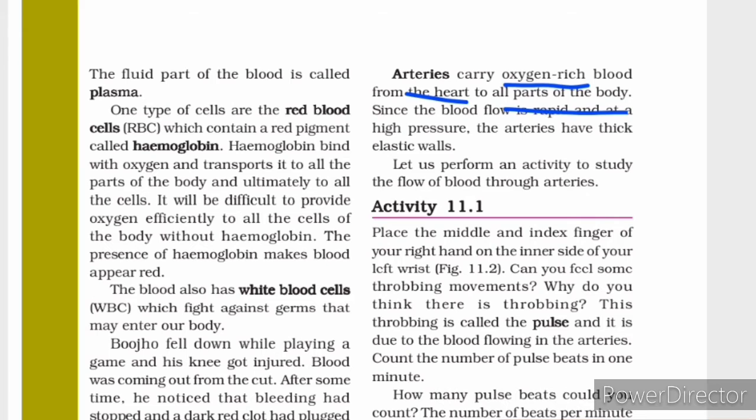Now, since this flow of blood is rapid and it has a high pressure, how are the walls of arteries? They are thick and they are elastic. That is, arteries have thick elastic walls. Let us perform an activity to study the flow of blood through arteries. That is, in the following activity, we can study the flow of blood through our arteries.